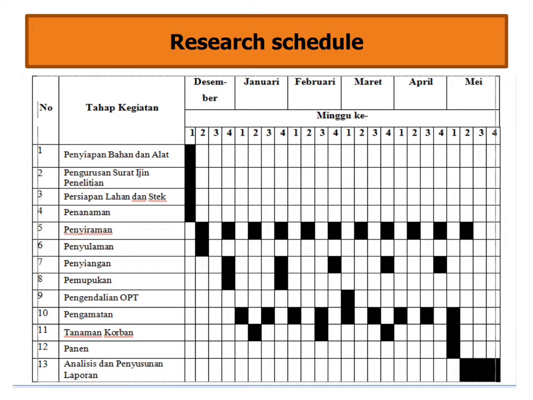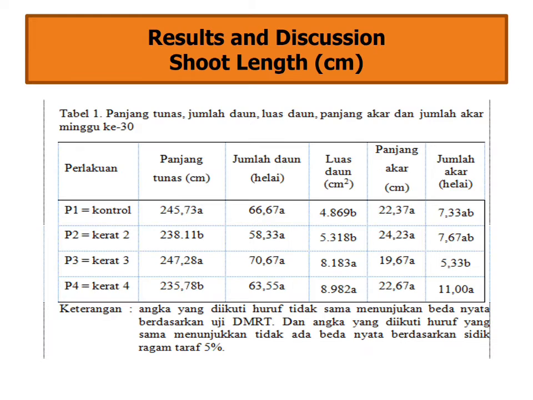And this is my research schedule from December 2017 to June 2018. This is the table from the DMRT about the growth of cassava ketan variety.